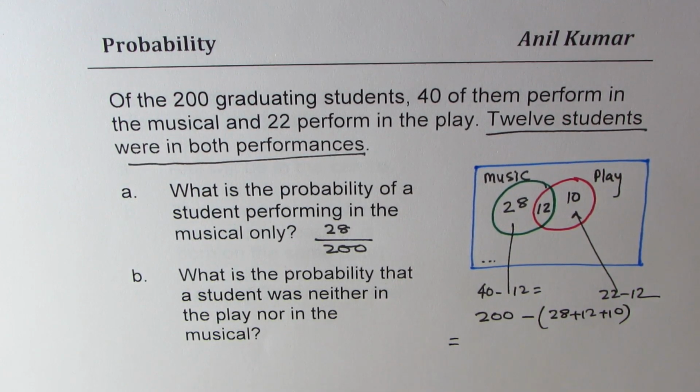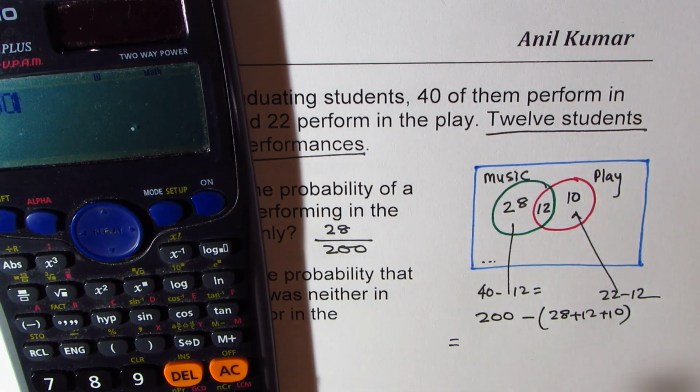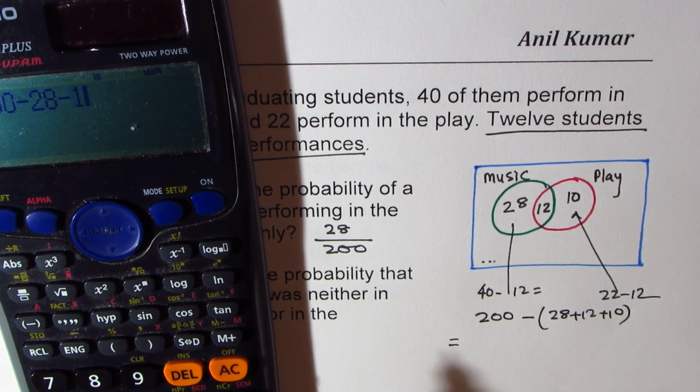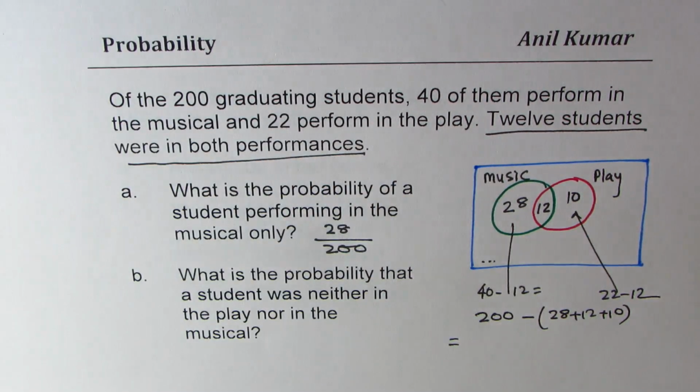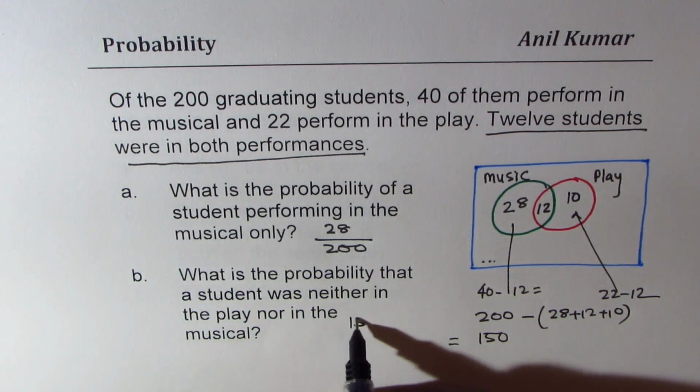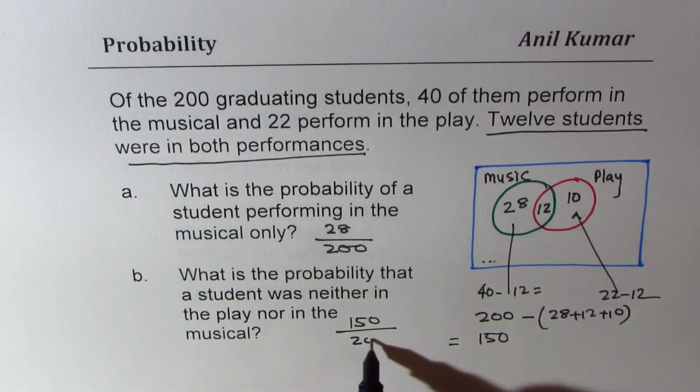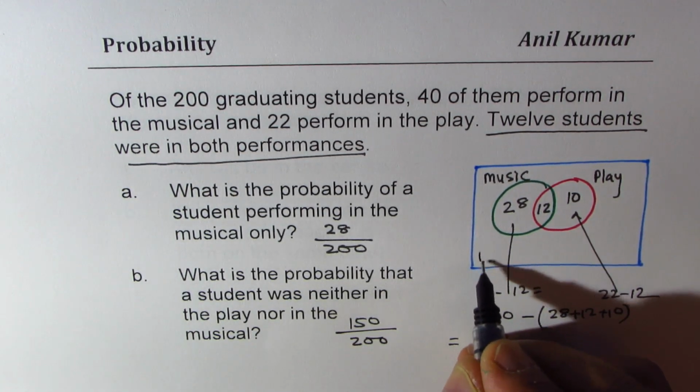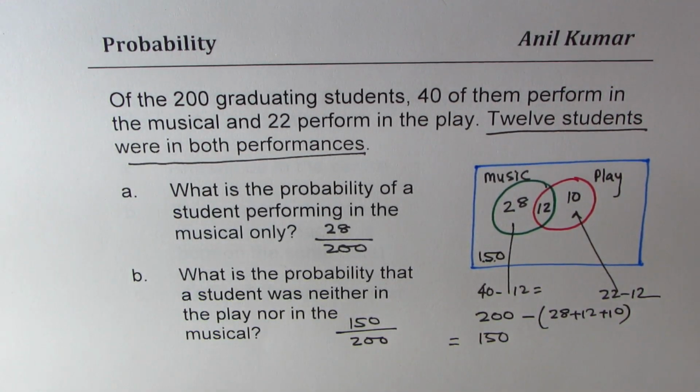So then you get your answer. So let's do it. You could do all this without a calculator. Minus 28 minus 12 minus 10 equals 150. So the answer here is 150 over 200 in all. Is it okay? So here we have 150 students who are neither in the play nor in the music.